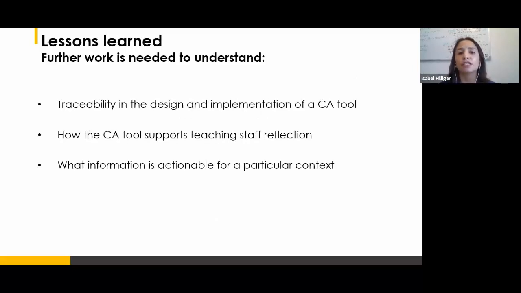Still, we think that there is a lot of work to do in terms of the curriculum analytics field and also the improvement of our tool. We would say that it's important to consider traceability in the design and implementation of a curriculum analytics tool. For us, it was important to develop this whole framework in order to ground our evaluation and consider extended periods of time in order to see if a tool actually supports continuous improvement or not. We also want to explore deeply how a curriculum analytics tool supports teaching staff reflection. We concluded this earlier because of cycle 1, but we wanted to know in more detail how the tool actually helps teaching staff to make better decisions and what information is particularly actionable among all the information provided by the tool.